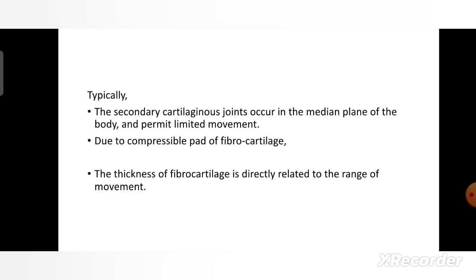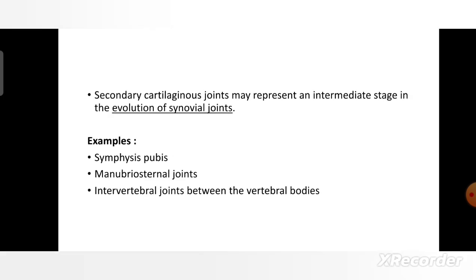Due to the compressible pad of fibrocartilage, the thickness of the fibrocartilage is directly related to the range of movement in the joint. Also, a secondary cartilaginous joint may present an intermediate stage in the evolution of a synovial joint. Examples of secondary cartilaginous joints are, first, the symphysis pubis, second, the manubriosternal joint, and next, the intervertebral joint between the vertebral bodies.